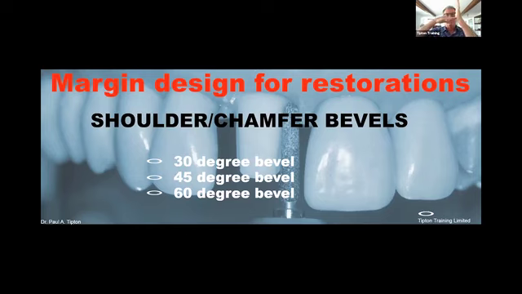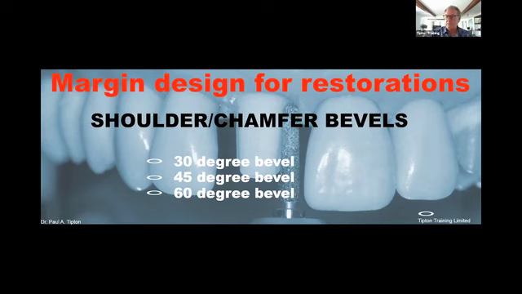The 30-degree bevel seats well, seals a little bit. 45-degree bevel is halfway between the seat and seal. Average seat, average seal. And then when we go down to a 60-degree bevel, the angle of the margin is more in line with the axial surface, the long axis of the tooth, and therefore we're getting better sealing but more difficult seating.